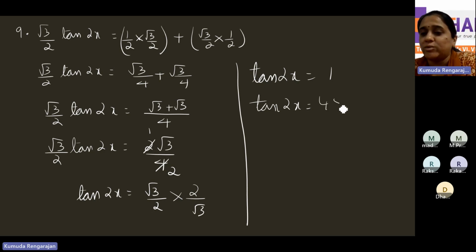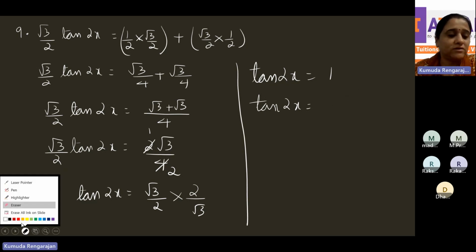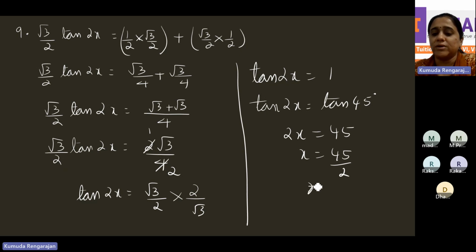Tan 45 is 1. 1 is not 45 degrees. Tan of 45 degrees, that value is 1. So that 1 should be replaced with tan 45, not 45 degrees. So instead of 1, you must say tan 45. Tan 45 degrees. Now you compare both the sides. In your mind, you cancel tan and tan, but you should not show it here. Now 2x, this angle 2x is equal to 45 degrees. On comparing both the sides, 2x is 45. So x is equal to 45 by 2. X is equal to 22.5.